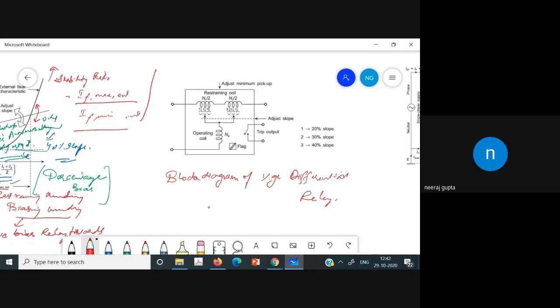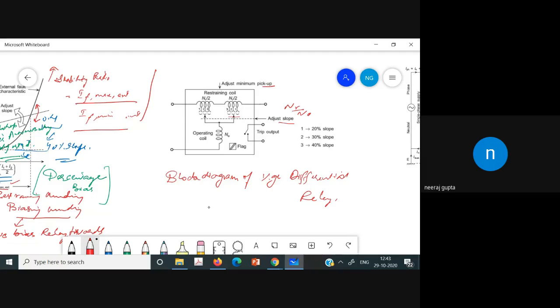In this case, it will have two settings: the slope setting and the minimum pickup setting. As you know, the slope can be adjusted by NR by N naught. The slope is adjusted by changing the tapping of the restraining coil. Here we have the tapping of the restraining coil 1, 2 and 3, and 3, 2, 1. So we can change that.